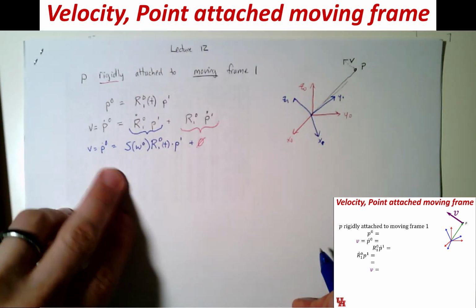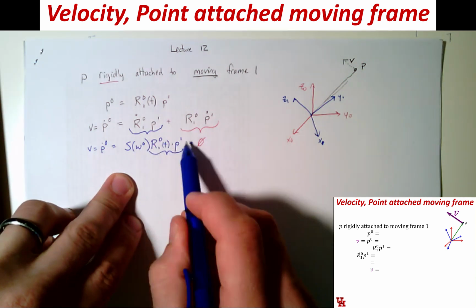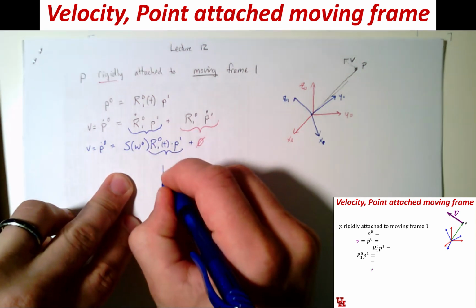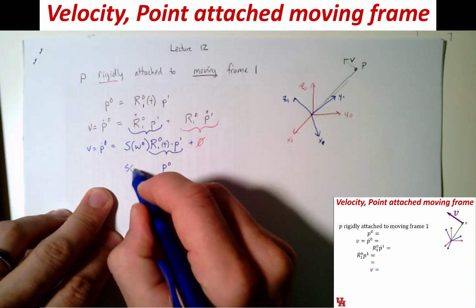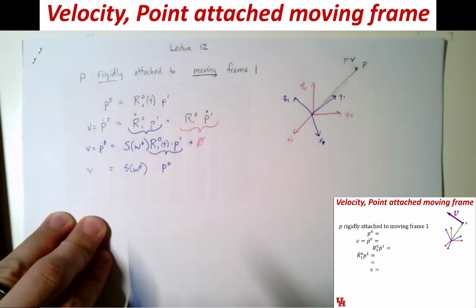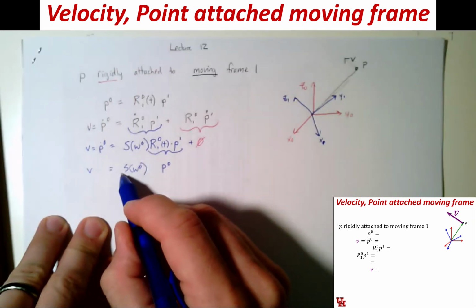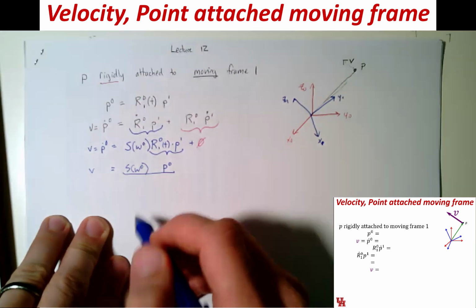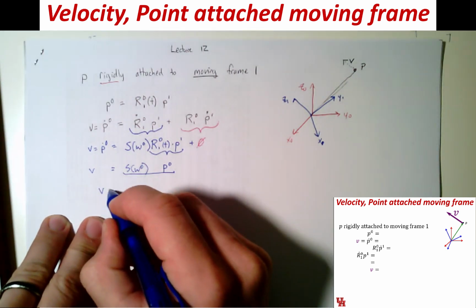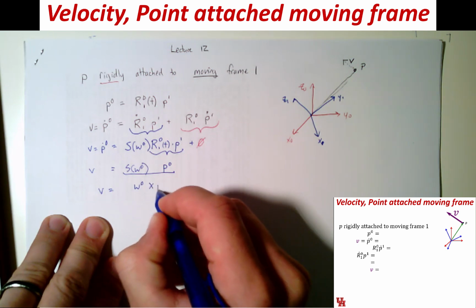We can do a few stages of simplification. The first thing that we're going to look at is that this is just the rotation of p1 into frame 0. So it's p0. So we've got S of omega naught times p0 is equal to our velocity. We can do one final stage of simplification, and that is remembering that our skew-symmetric generalizes the cross product. So our total velocity is just going to be omega naught cross p0.